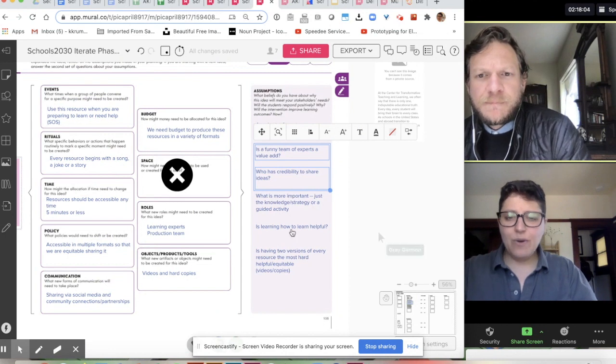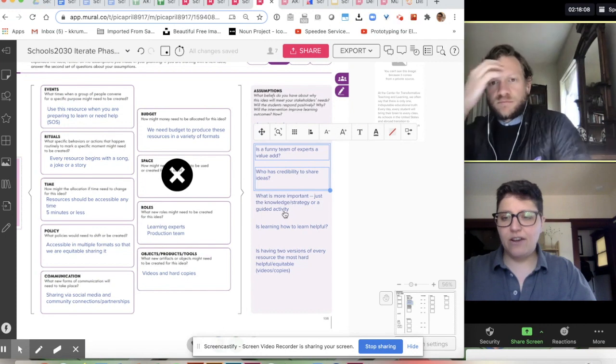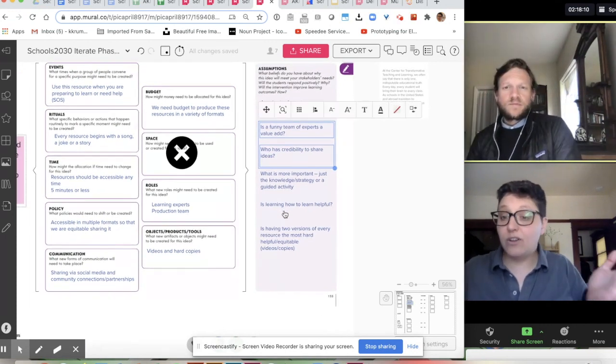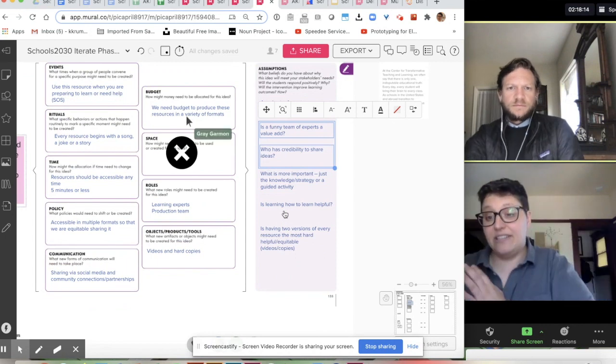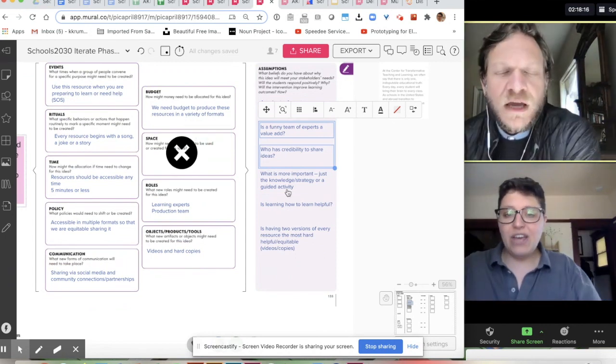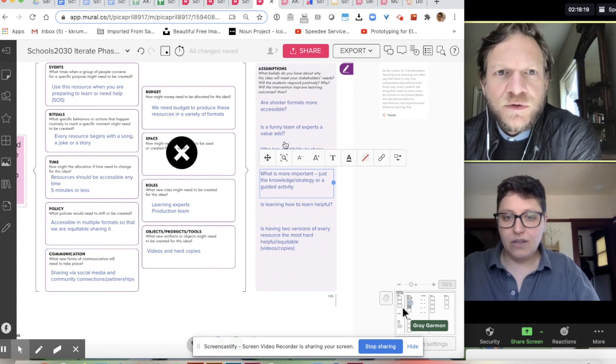And then I actually wonder about the two assumptions below that: is learning how to learn helpful, and also is the knowledge versus the activity more important? I feel like those are our next two. Totally. Okay, cool.